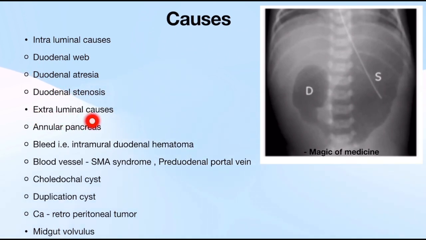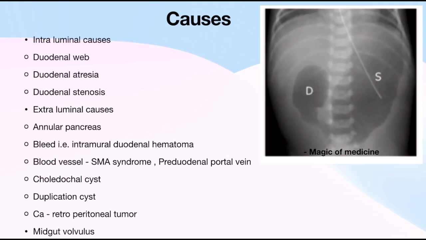Then coming to extraluminal causes, here I have a mnemonic A, B, C. A is 1, B are 2, and C are 3. So A is annular pancreas, B for remember bleed, and B for blood vessel. Bleed, that is intramural duodenal hematoma. It will also lead to duodenal obstruction and double bubble sign.